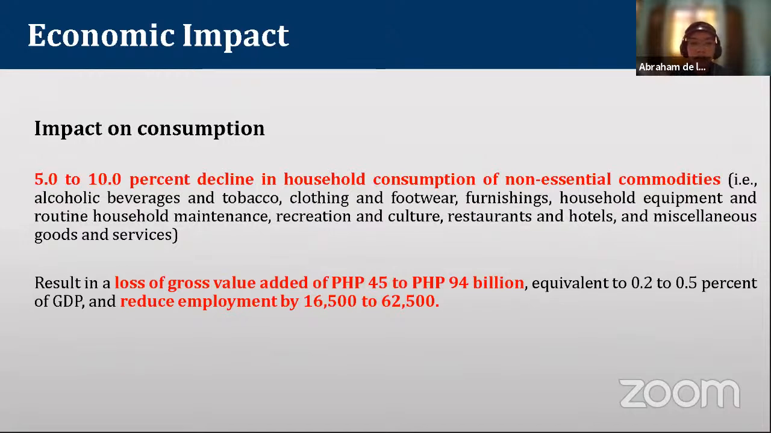Next is the impact on consumption. According to NEDA, there is a 5% to 10% decline in household consumption of non-essential commodities. That includes alcoholic beverages and tobacco, clothing and footwear, furnishings, etc. This results in a loss of GVA of 45 to 94 billion pesos, which is equivalent to a 0.2% to 0.5% decline in GDP, and reduces employment by 16,500 to 62,500.